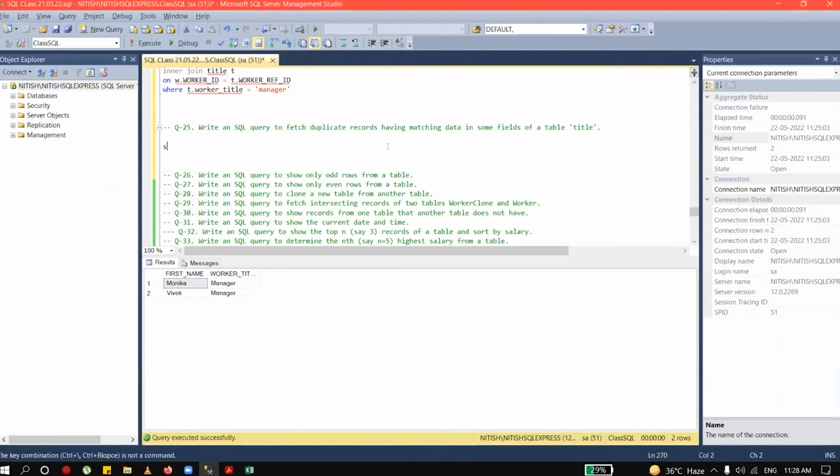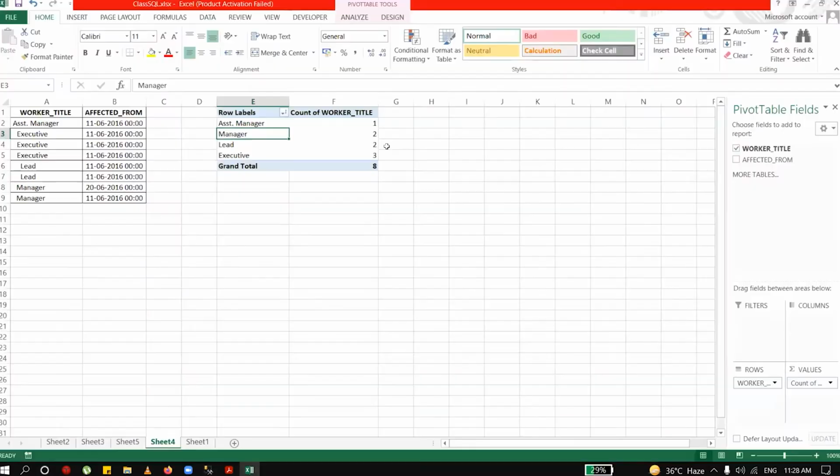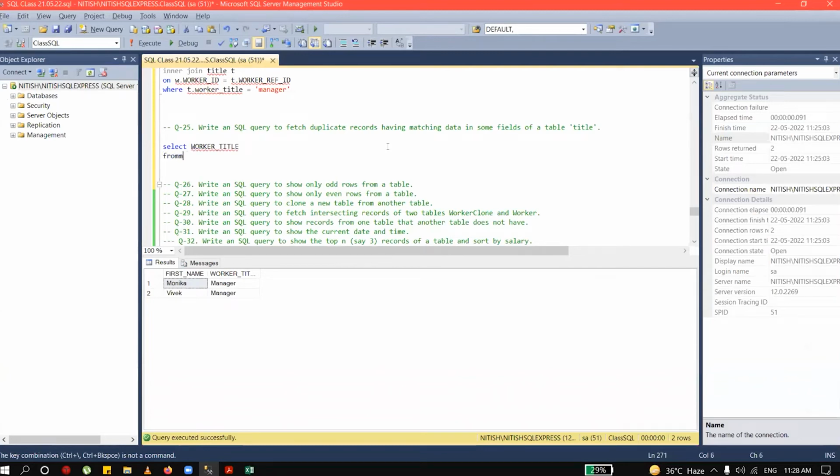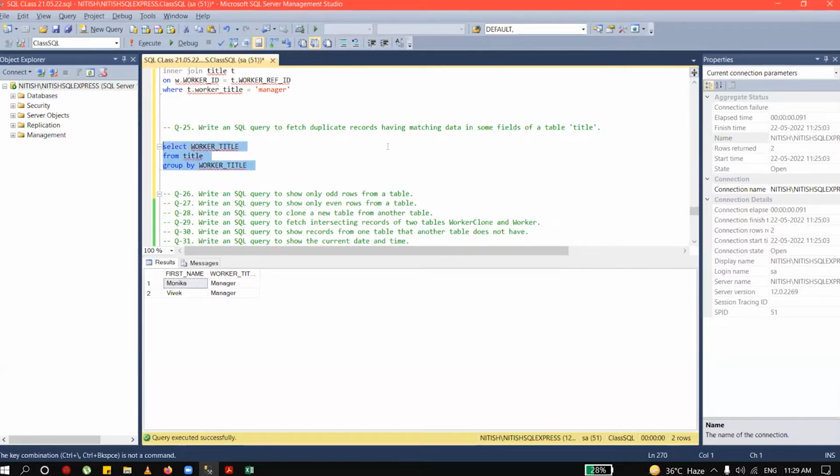So I'll write here, select working title from title group by working title. If I just run this, you will see that all 4 designations are there. I'd like to see a count of all of them, so I will add count of star. And you get the count for all of them.